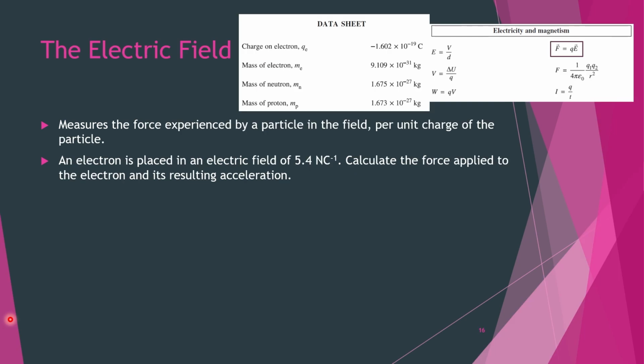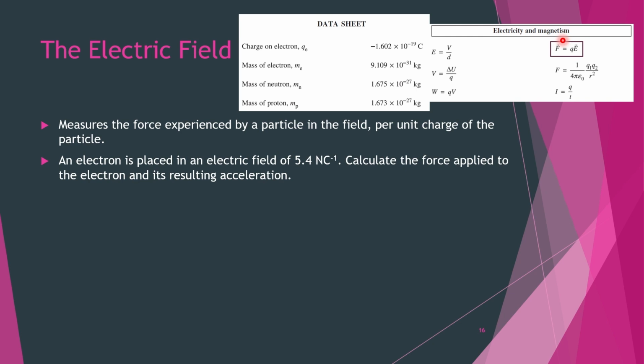In the previous video, we began to explore the idea that charged objects generate electric fields. In a more quantitative perspective, we can describe an electric field as the measurement of the force experienced by a particle which is currently present in the electric field per unit charge of the particle. The simplest equation that we have that deals with electric field is the one in the top corner here, which is F is equal to QE.